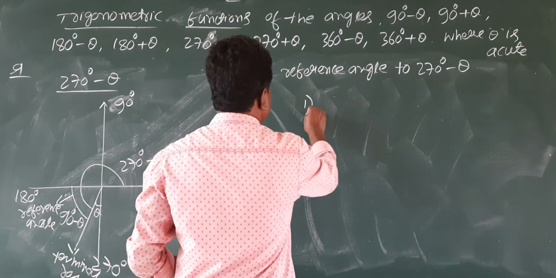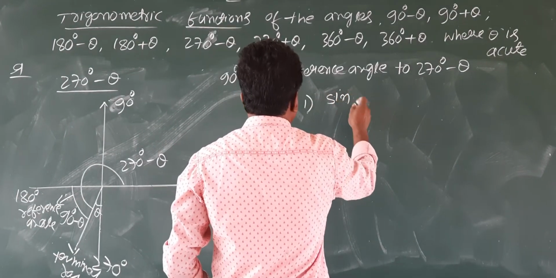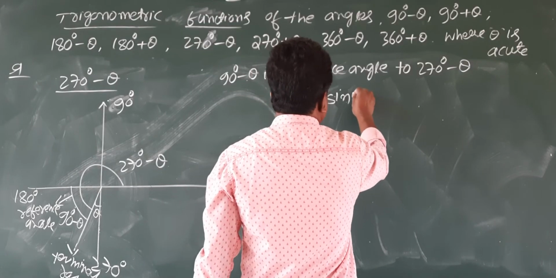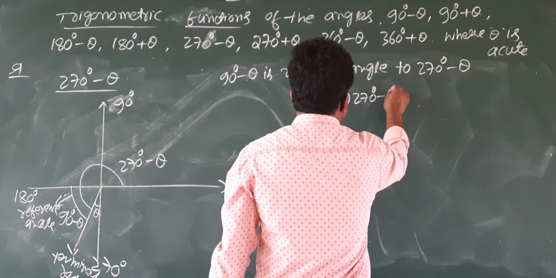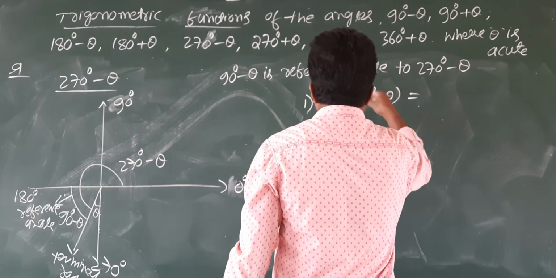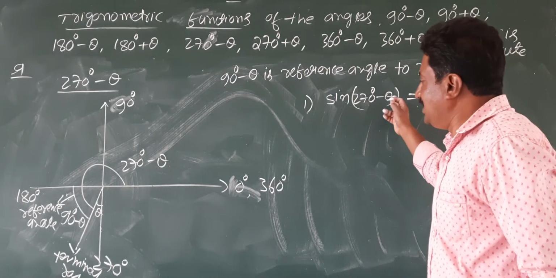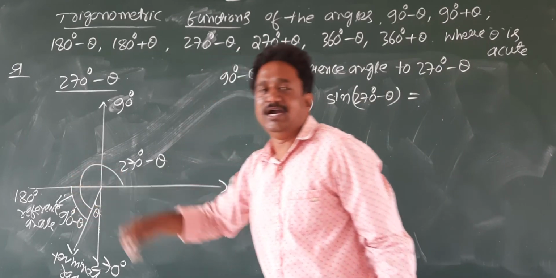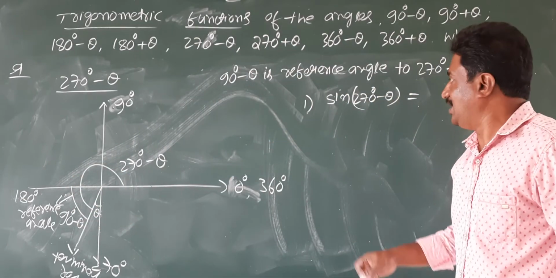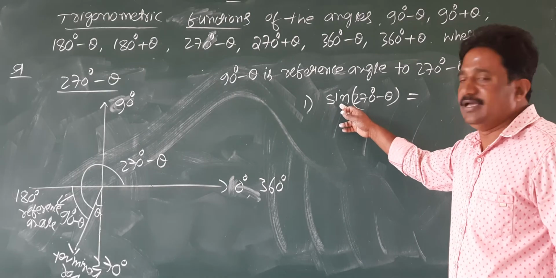Using that, let us calculate one by one. First one, sine of 270 degree minus theta. Which quadrant is that, students? Third quadrant. 270 degree minus theta is in the third quadrant. In the third quadrant, all sine values should be negative.